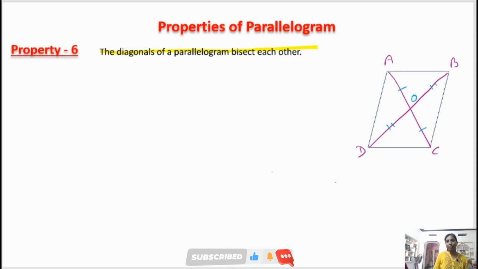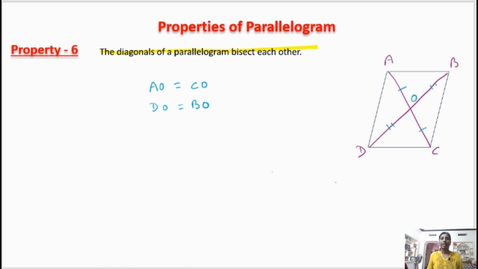It means AO is equal to CO and DO is equal to BO. The diagonals of a parallelogram bisect each other means where they intersect, suppose that point is O, then AO is equal to OC and DO is equal to OB. I hope it is clear to all of you.